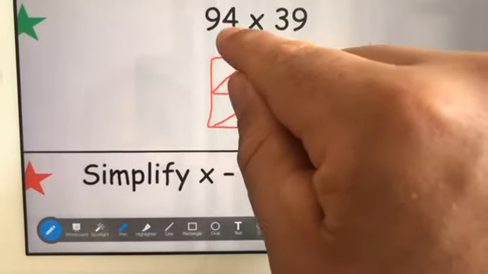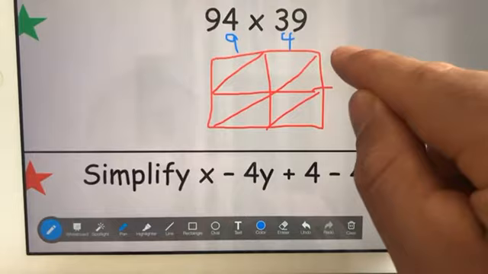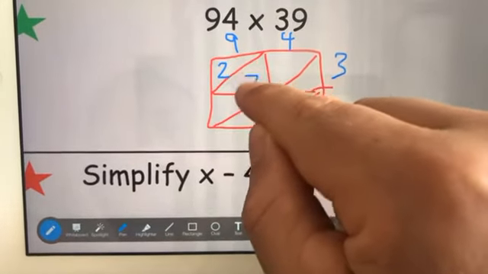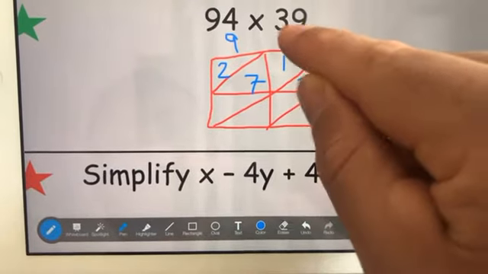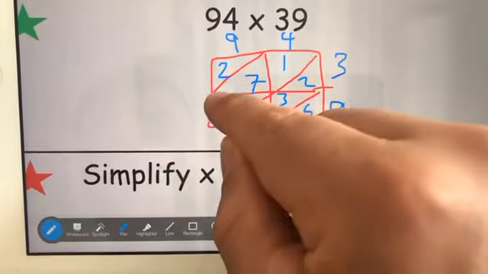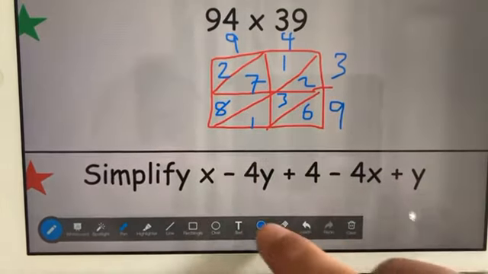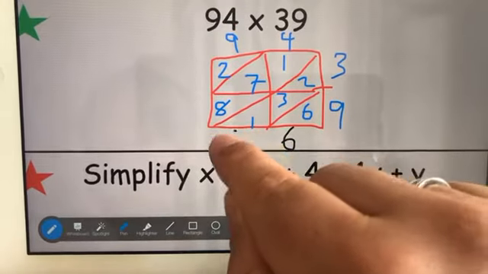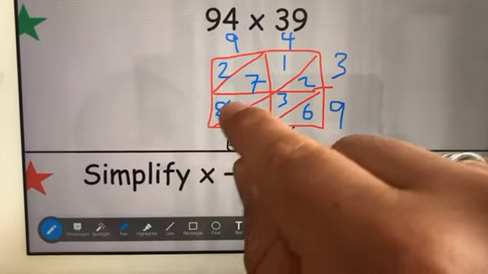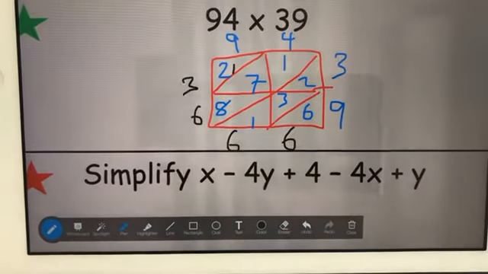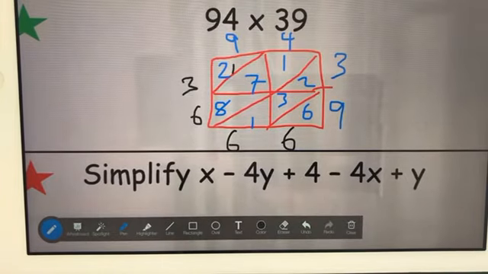So I've got 94 times 39. 9 times 3 is 27. 4 times 3 is 12. 4 times 9 is 36. And 9 times 9 is 81. Once I'm there, I'm just going to add up my slides. So I've got a 6 in the first one, then I've got a 1, a 3, and a 2, which is also 6. Then I've got an 8, a 7, and a 1, which is 16, and a 2 and a 1, which makes 3. So my answer is 3,666. 3 points for that one.